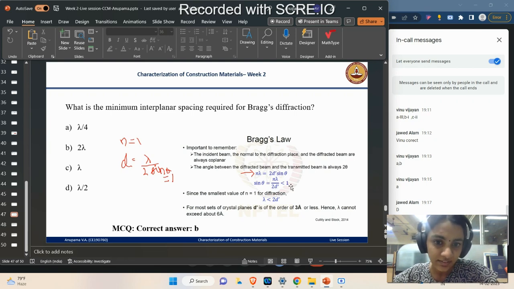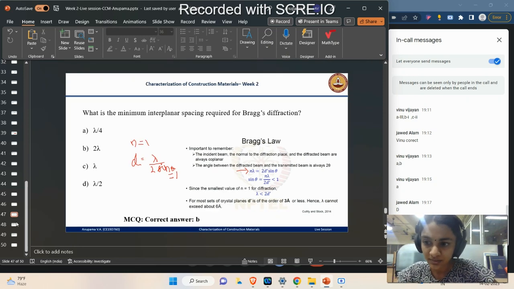Sine theta is always less than or equal to 1. So n lambda by 2d is effectively less than or equal to 1. So d has to be greater than or equal to lambda by 2. So the minimum interplanar distance d is lambda by 2, where lambda is the wavelength.